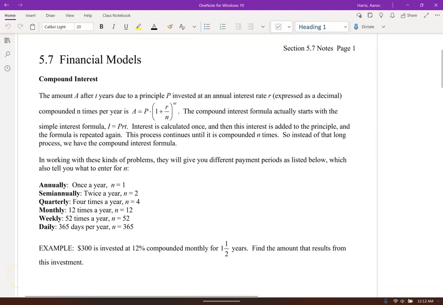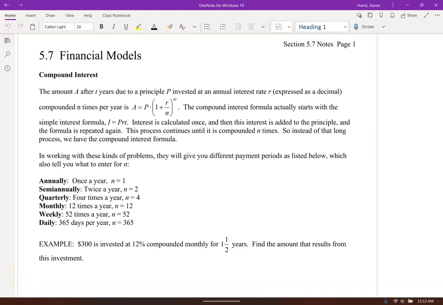All right, welcome back. We're going to do financial models today, and this formula right here is for compound interest. Like I mentioned, Einstein, I believe, called compound interest the eighth wonder of the world, because it grows exponentially. So if you want to be rich, you listen up today.